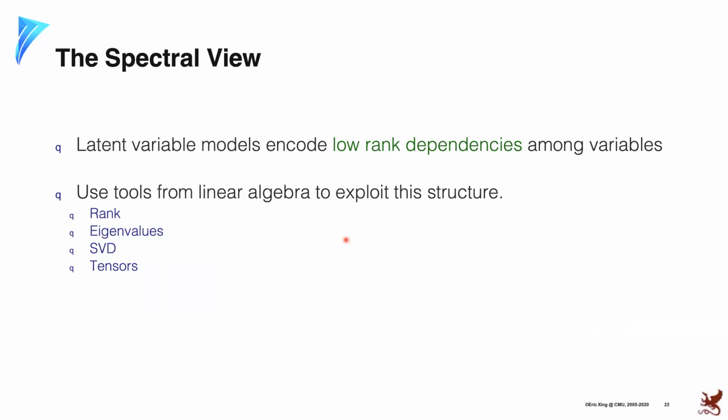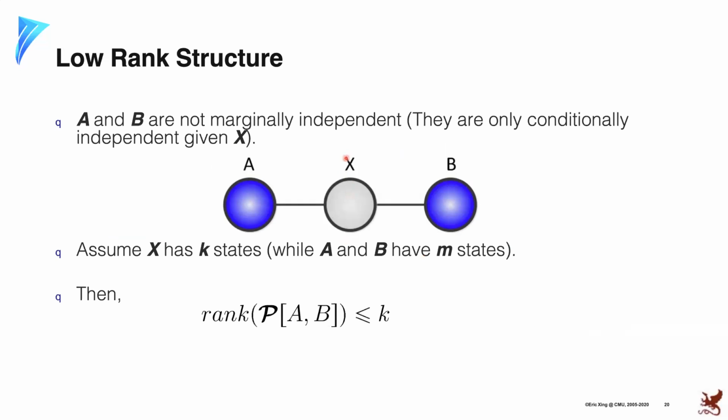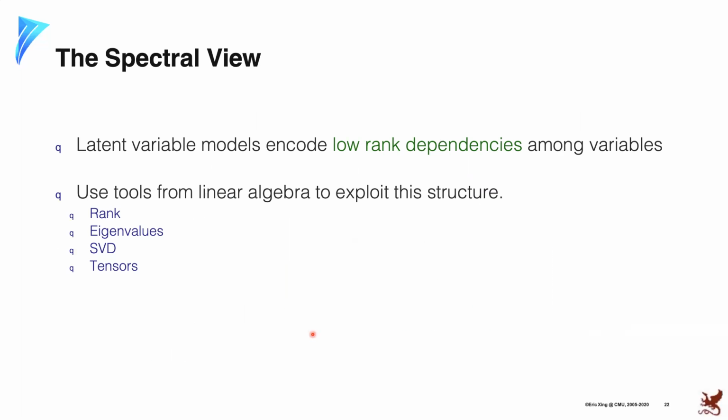So the spectral view of the graphical model is that we're trying to use the cardinality of the hidden variable to reflect the rank of the joint probability. By changing the cardinality of the hidden variable, we allow different degrees of dependencies between the observed variables. And this will make the learning process very convenient and easy.